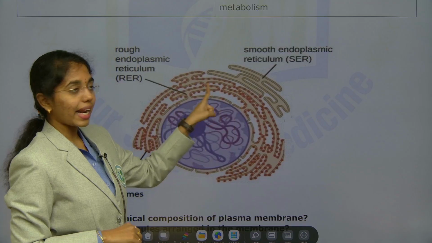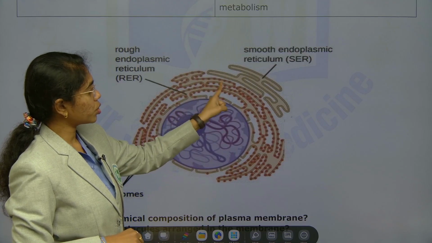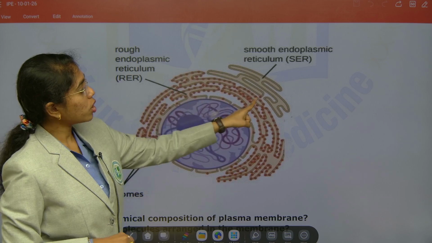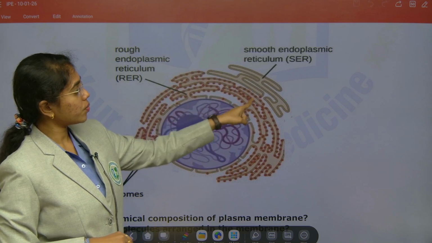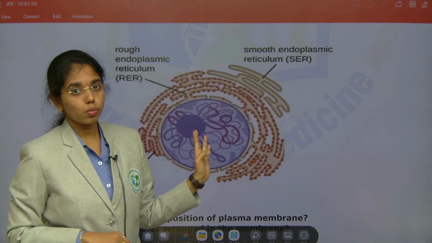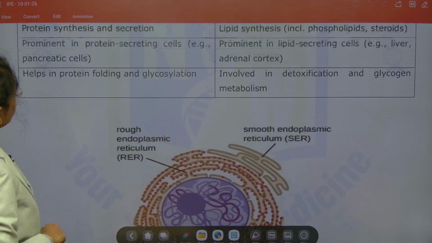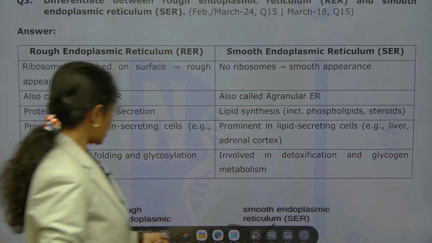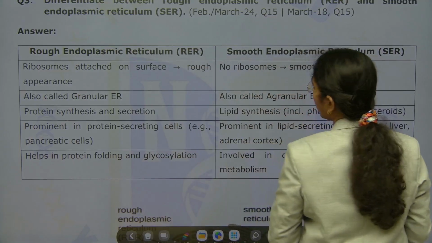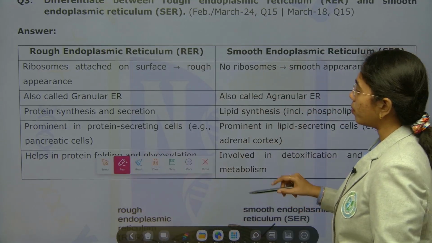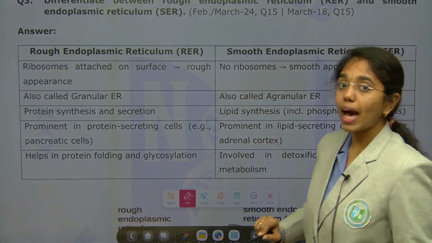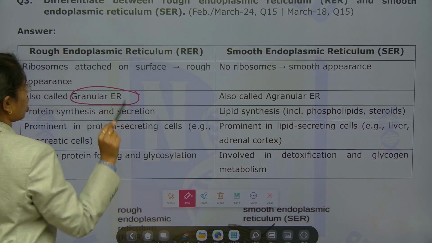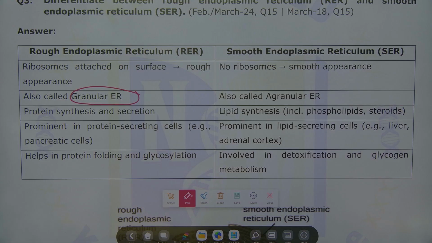Extensions of the nuclear envelope, the reticular structures over here, those which have ribosomes are addressed as RER, and those which are just reticular extensions without ribosomes are addressed as smooth endoplasmic reticulum. Ribosomes attached to the surface are known as rough endoplasmic reticulum. They are also called granular endoplasmic reticulum.